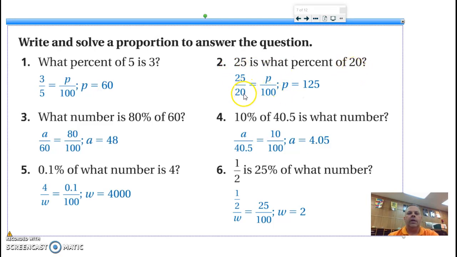In the second one, 25 is the part. Of the whole is 20. Is over of equals percent over 100. 2,500 divided by 20 is a percent of 125.